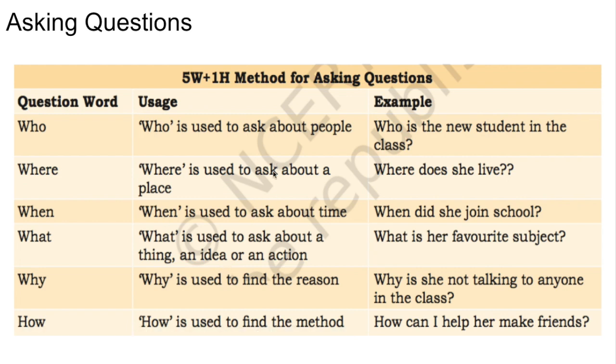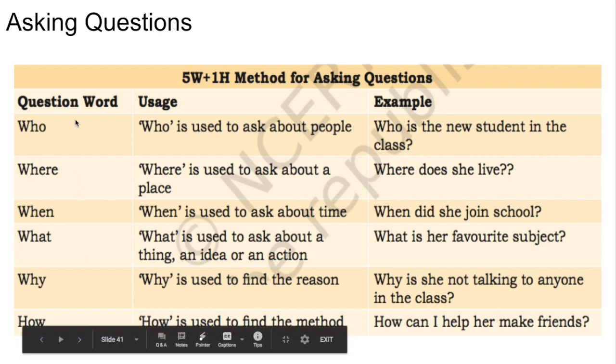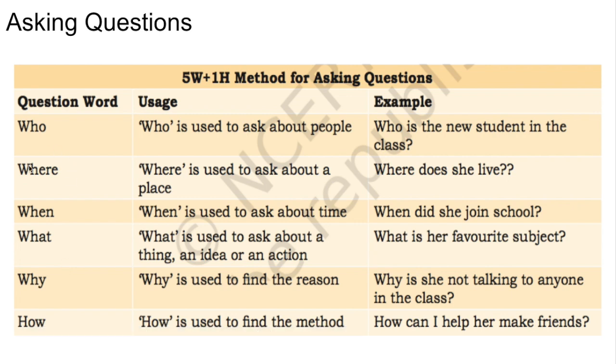Some examples are given here: who is used to ask about people, where is used to ask about a place, when is used to ask about time, what is used to ask about a thing. So when you want to ask about people, which word will you use? Definitely who, because we are asking about people. When you are asking about a place, which word will you use? Where. In this way you can have objective types of questions in the exam.